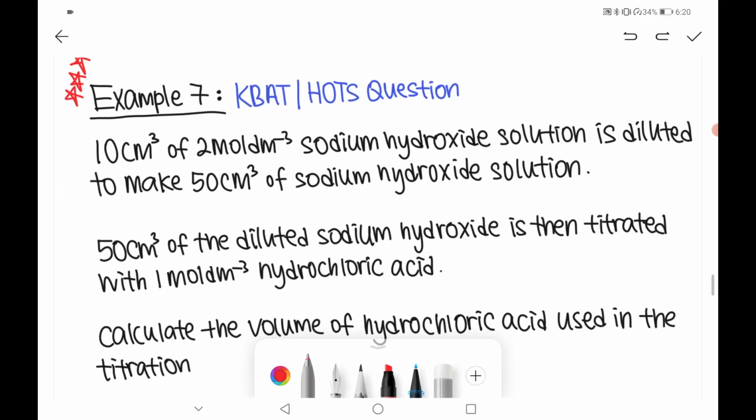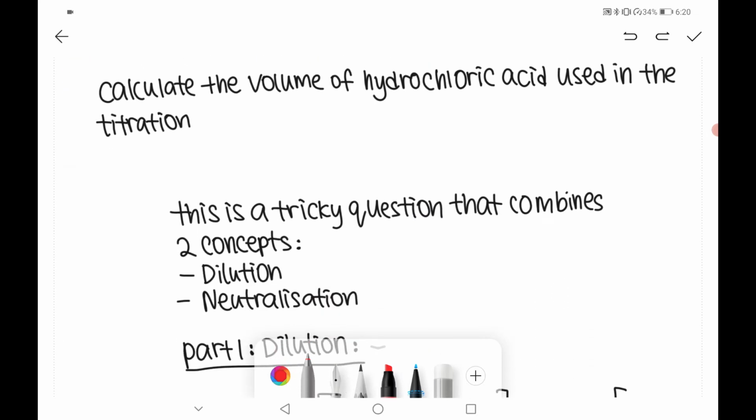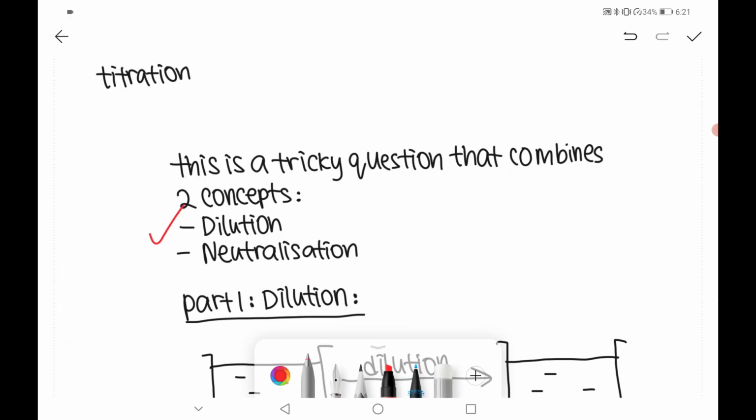So what makes this question challenging? What makes this question a little bit complicated is that it actually involves 2 steps. This is a tricky question that combines 2 concepts that we learned so far. The first concept is dilution, because you can see they take the sodium hydroxide and they need to dilute it. Okay, so that is dilution.